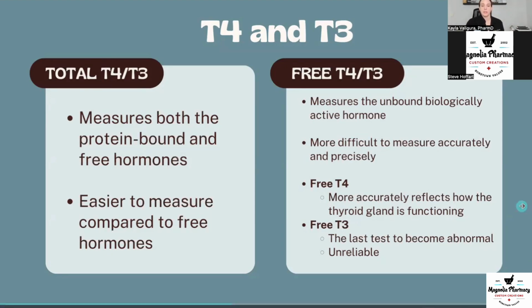And then getting into the free T4 and T3, this measures the unbound, biologically active hormone. Like I said, the bound ones are inactive, they're our storage form, and our free hormones are the ones that are available for our body to use. This one is more difficult to measure accurately and precisely because it is such a tiny, minute amount that's floating around. But our free T4 does more accurately reflect how the thyroid gland is functioning. We can also measure free T3, but it is the last test to become abnormal, and it tends to be unreliable because of that small amount in our system.